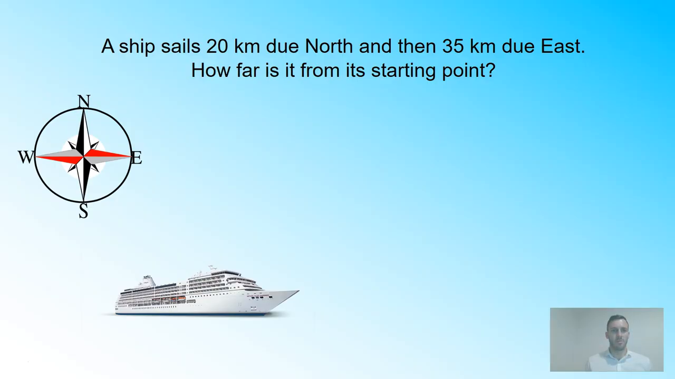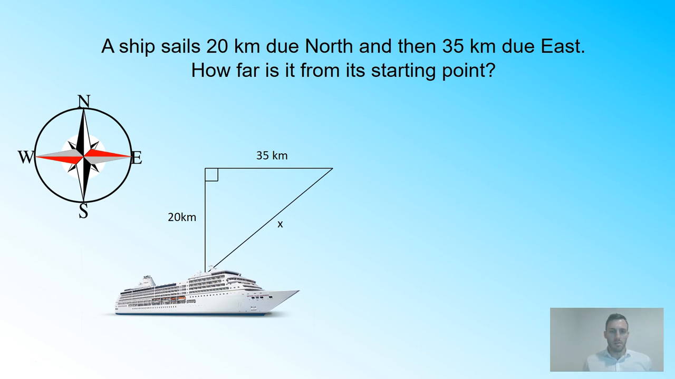Here we have an example. A ship sails 20 kilometers due north and then 35 kilometers due east. How far is the ship from its starting point? The first step is to identify and draw the right-angled triangle, which may help solve the problem. Then label the sides with their length, or a pronumeral if the length is unknown. So we draw our triangle: it sails due north 20 kilometers and then due east 35 kilometers. Now we can draw a right-angled triangle and label the side x.